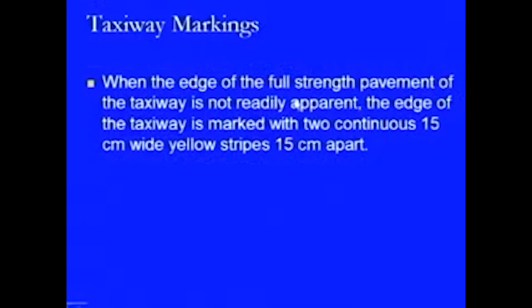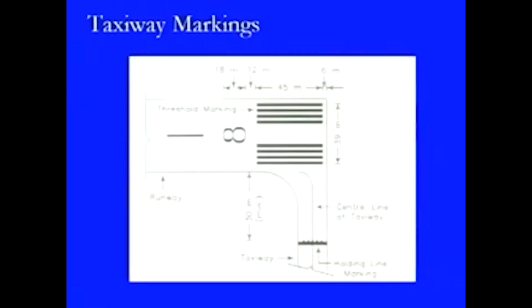When the edge of full strength pavement of the taxiway is not readily apparent, the edge of the taxiway is marked with two continuous 15 centimeter wide yellow strips, which are 15 centimeters apart. So, here we can look at these markings in a diagrammatic form.